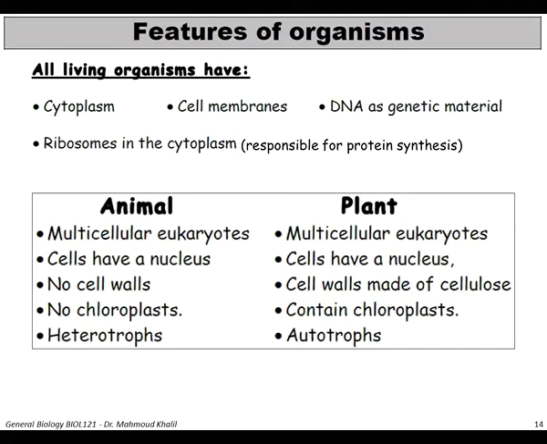You can see here a major difference between animals and plants. You can notice that the major difference appears in the mode of feeding. Animals are heterotrophs while plants are autotrophs. As well, in the cell walls, plants are characterized by the presence of a cell wall made of cellulose, and they contain chloroplasts, which are not present in animal cells. Animal cells have no cell walls.